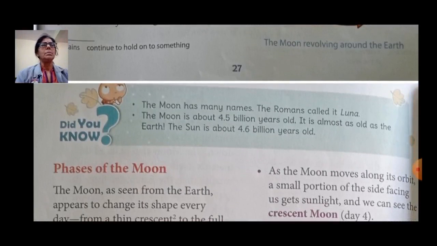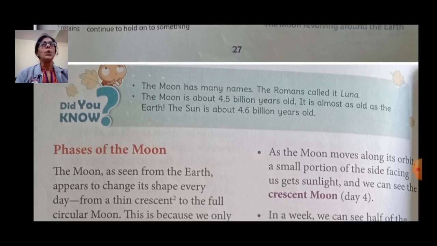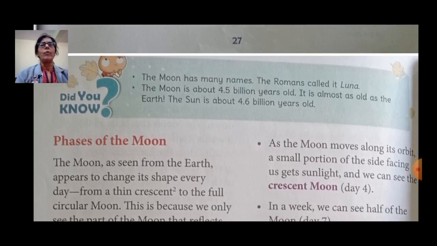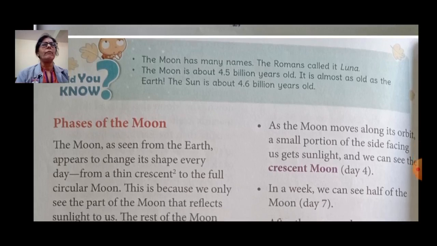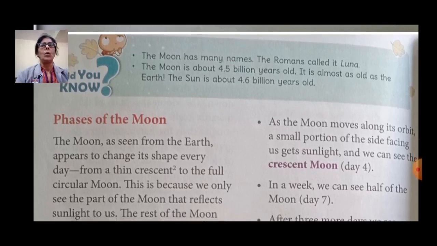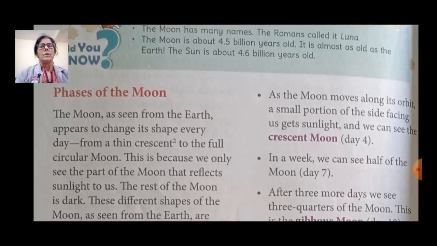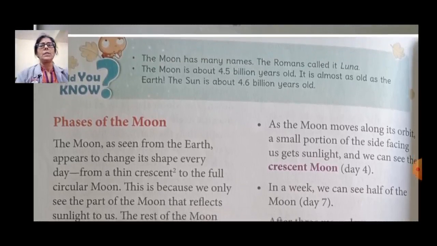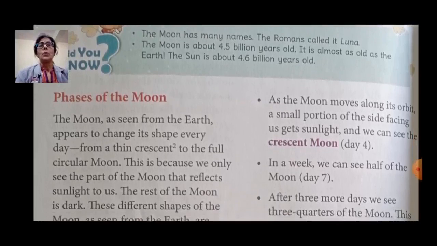The moon has many names. The Romans called it Luna. The moon is about 4.5 billion years old. कितने साल पुराना है? 4.5 billion years. It is almost as old as the earth. The sun is about 4.6 billion years old. See, these are the small things you can come to know, right?